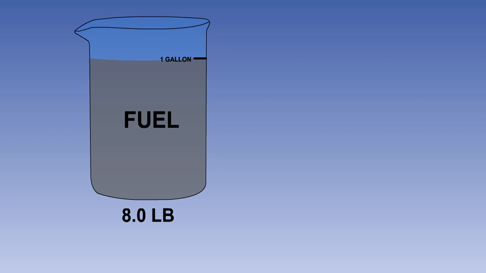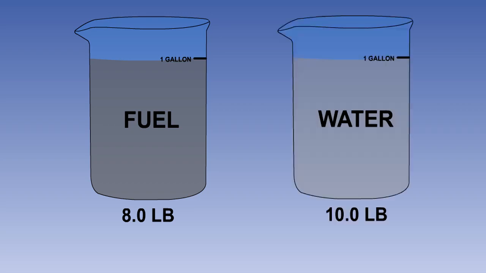So in the example shown here, we have 1 gallon of fuel in the left container, and it weighs 8 pounds. In the right container, there is an equal volume, 1 gallon of water, and it weighs 10 pounds. The specific gravity of the fuel is then 8 divided by 10, or 0.8. Specific gravity has no dimensions.